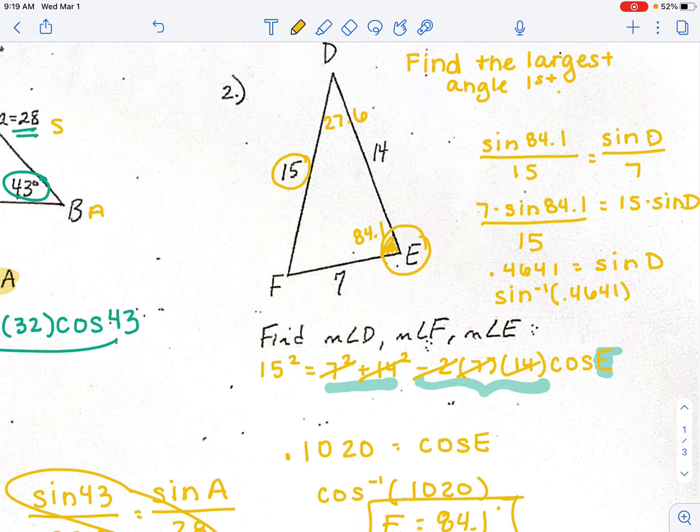Then to find the last angle, all you have to do is 180 minus 27.6 minus 84.1. And you get 68.3. And now we found all of our missing angles.